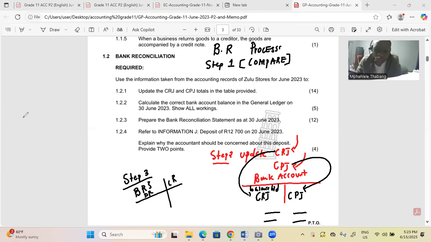Now, in the BRS, we are going to record what we call outstanding payments. It can be outstanding checks, it can be outstanding EFTs. We record them on the debit side of the BRS. So I'm saying on the BRS, we are going to have some outstanding payments. It can be outstanding checks or outstanding EFTs. They will be on the debit side. And on the credit side of the bank reconciliation statement, we are going to have what we call outstanding deposits.